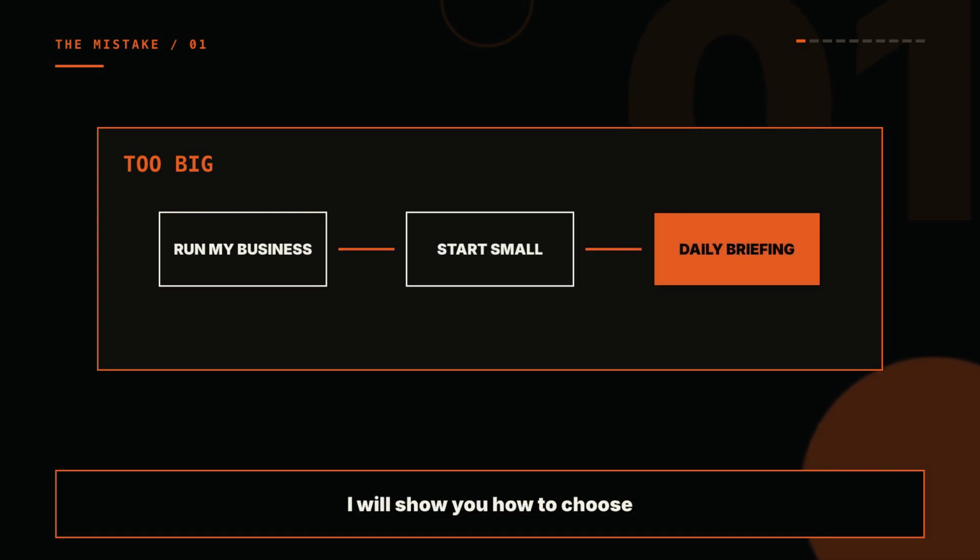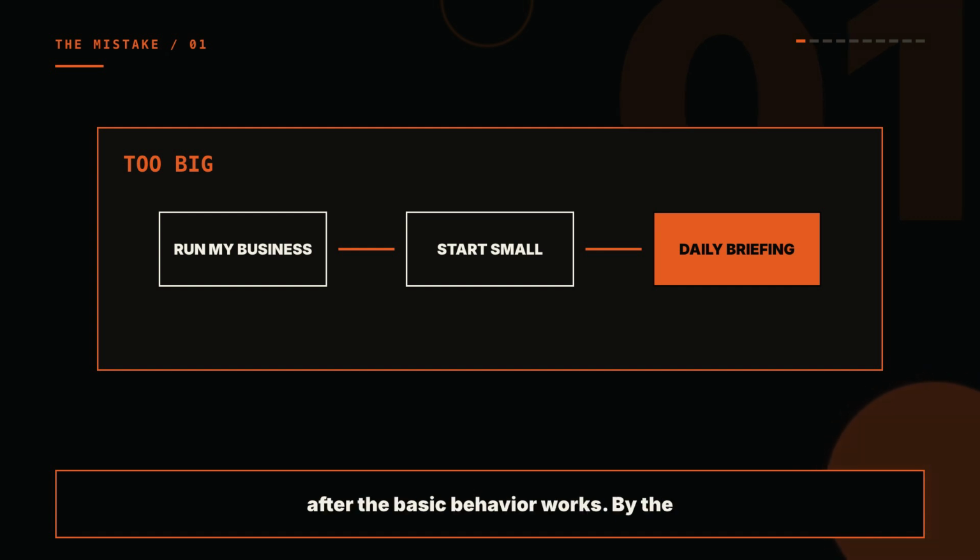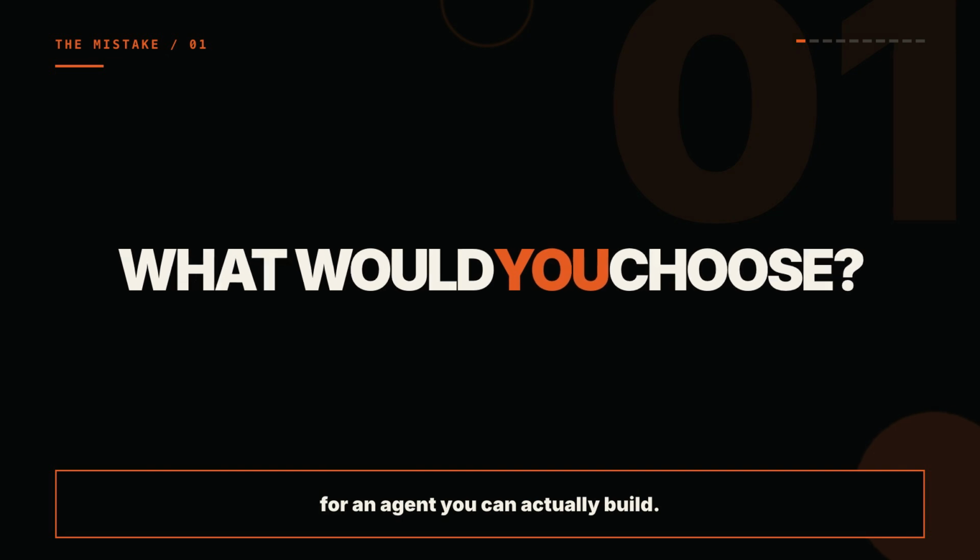In this lesson, I will show you how to choose that job, define the operating contract, run a 10-minute test, and add tools only after the basic behavior works. By the end, you will have a practical specification for an agent you can actually build.